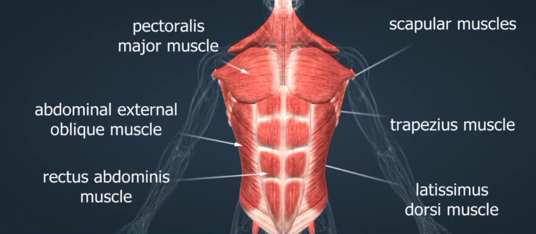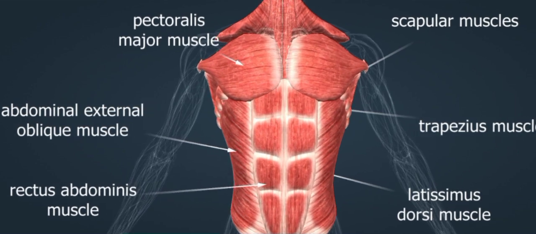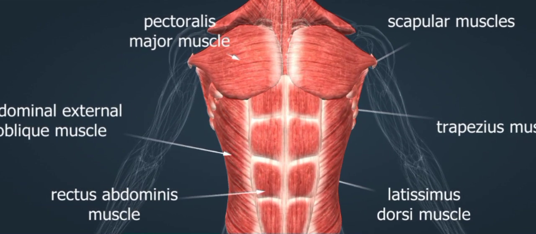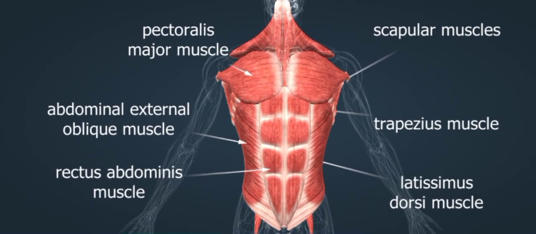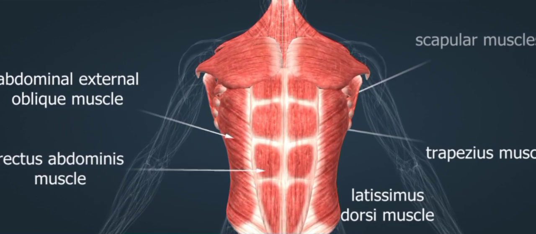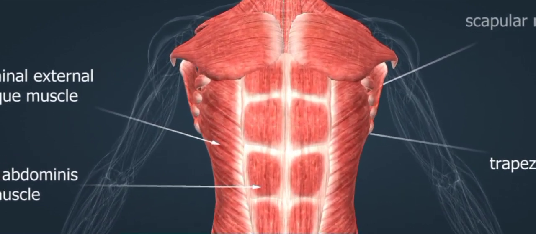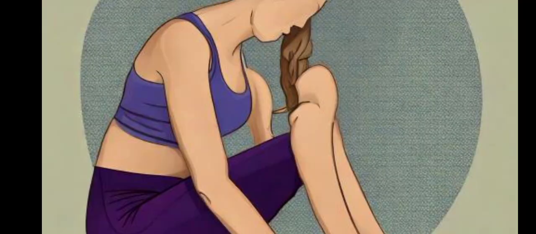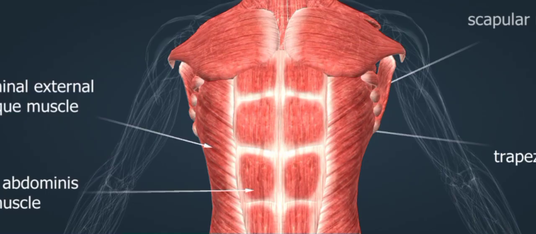Overall, the external oblique muscles are vital for core strength, stability, and movement of the torso in various directions. The rectus abdominis, commonly known as the abs, is a long, flat muscle that runs vertically along the front of the abdomen. Its primary functions include, number 1 is, trunk flexion. The rectus abdominis is responsible for flexing the spine, allowing you to bend forward, such as when performing sit-ups or crunches.